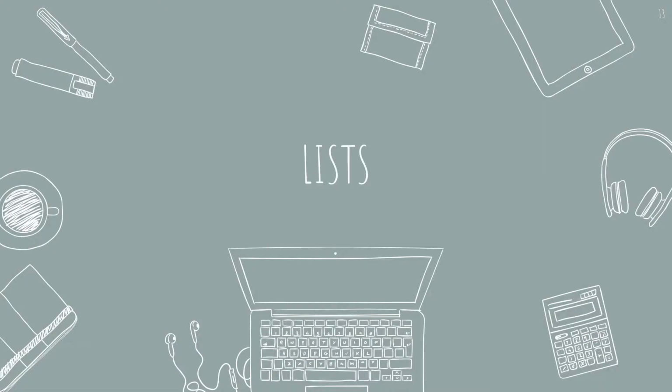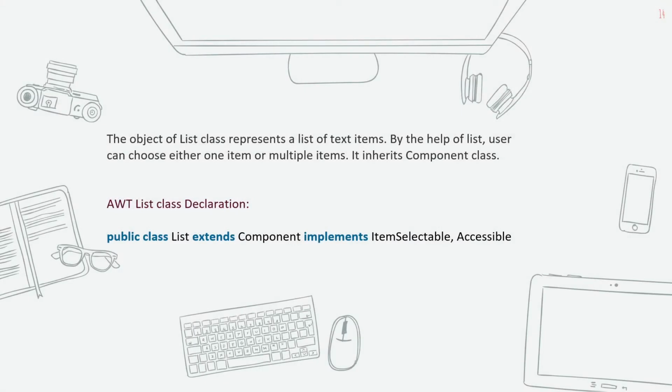So now let's move on to our main topic, that is List. The object of the List class represents a list of text items. With the help of List, the user can choose either one item or multiple items. It inherits the Component class. The AWT List class declaration is shown below. It is like this: public class List extends Component implements ItemSelectable, Accessible.